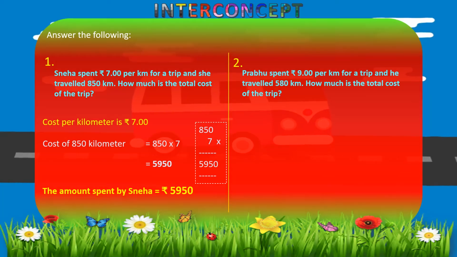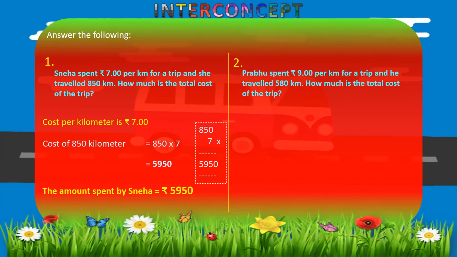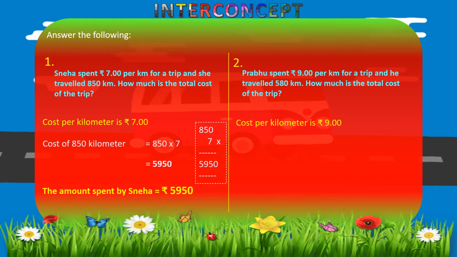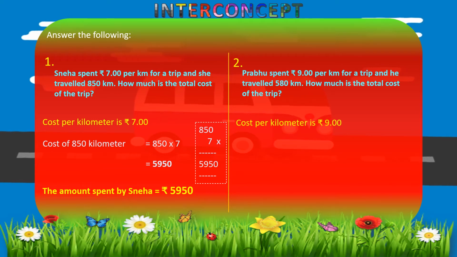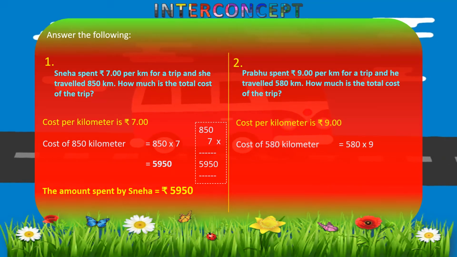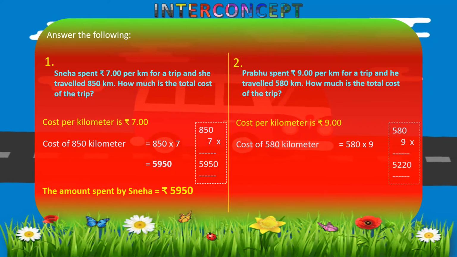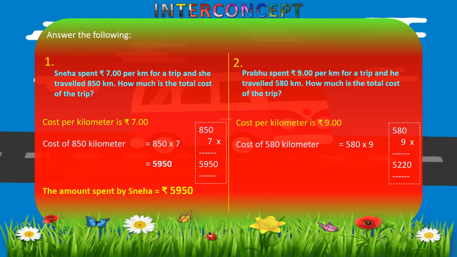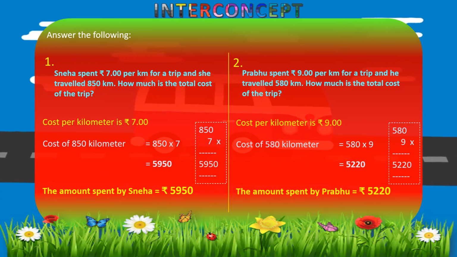And the next one is Prabhu spent rupees 9 per kilometer for a trip and he travelled 580 kilometer. How much is the total cost of the trip? Here, cost per kilometer is rupees 9. Cost of 580 kilometer is 580 into 9. The answer is 5220. The amount spent by Prabhu is rupees 5220.